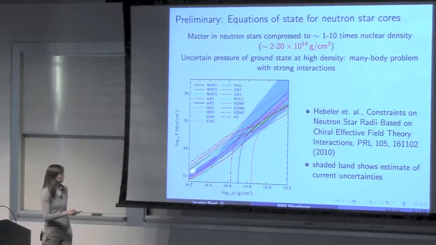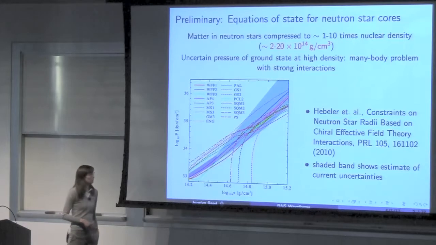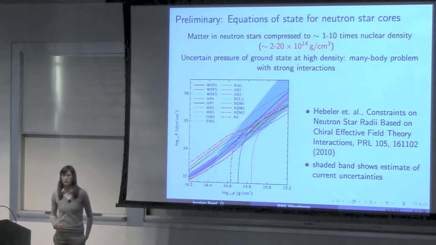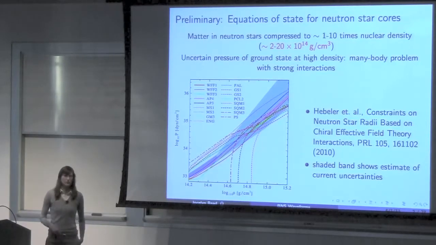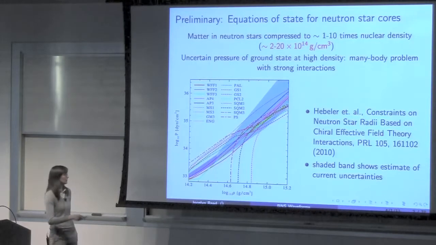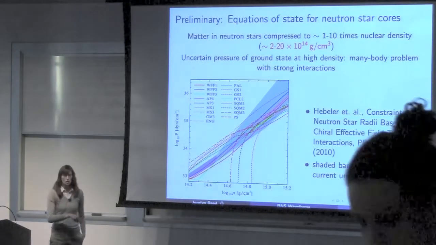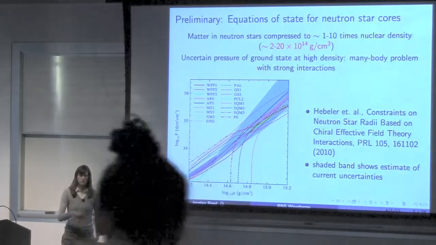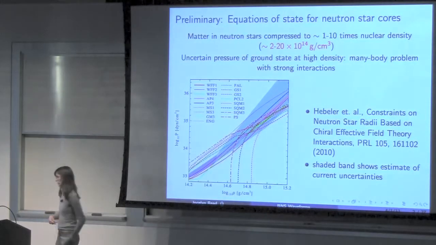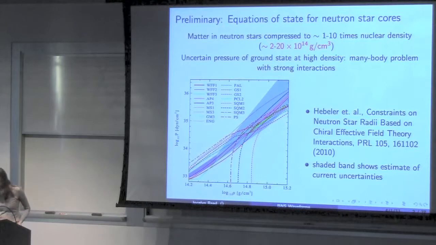So this thick blue bar is coming from improved modeling of nuclear interactions from chiral effective field theory, which I won't talk anything about. But as you can see, this is something that's changing the range of pressure at a few times nuclear density from something that's almost a half an order of magnitude to something that's on the factor of a few. So this is quite interesting.